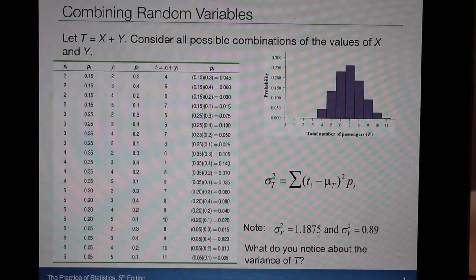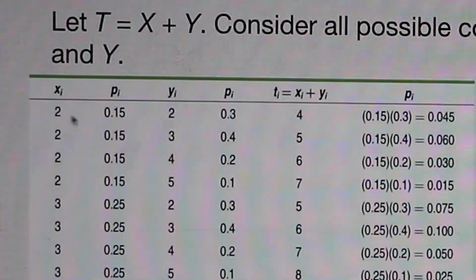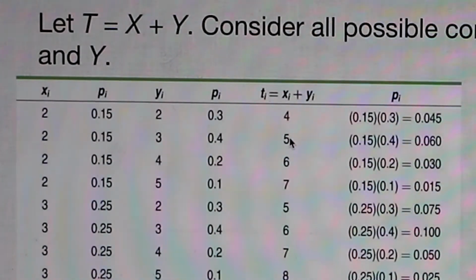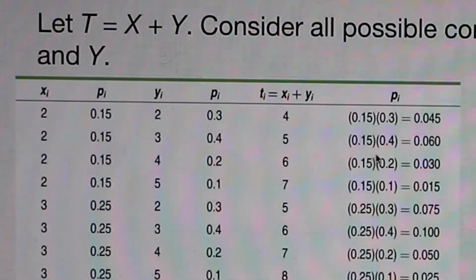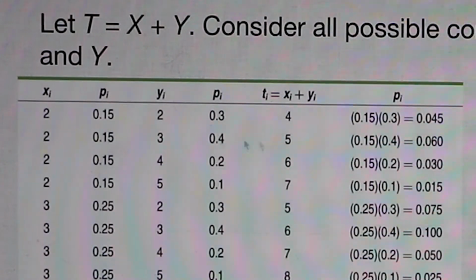Now another possibility is that Pete's Jeeps could get 2 and Aaron's could get 3, which means there could be a day where we have a total of 5 passengers for the combination of these two tours. Well, this 5 came from a probability of 15% from Pete and 40% from Aaron. And so what we do is multiply those probabilities together and we get 6%.